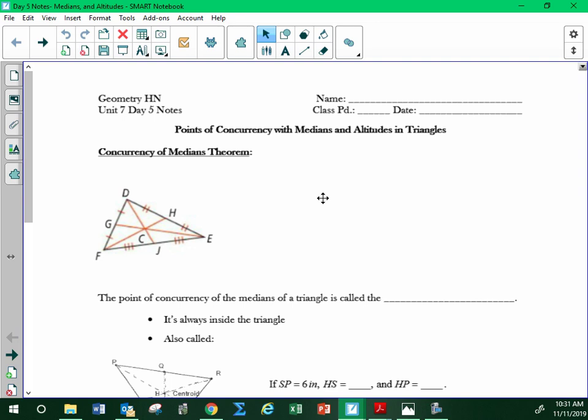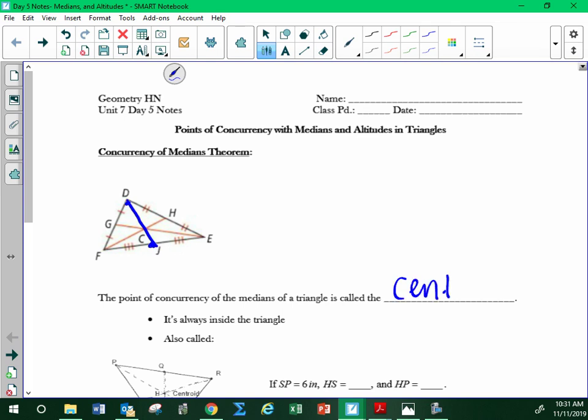Okay, is there anyone that did not get the notes? Okay. So, medians again join the vertex to the midpoint of the opposite side. That's a median. Okay. Now, before we dive into the theorem, what do we call that point where all the medians meet up? Centroid. Okay.